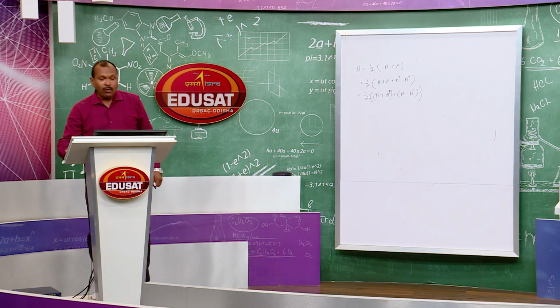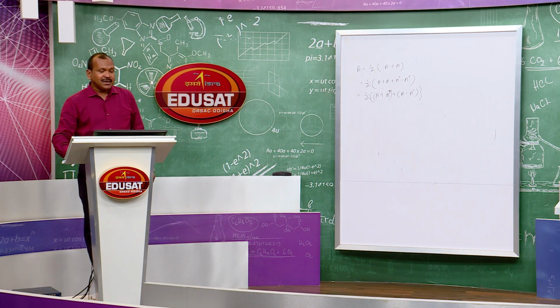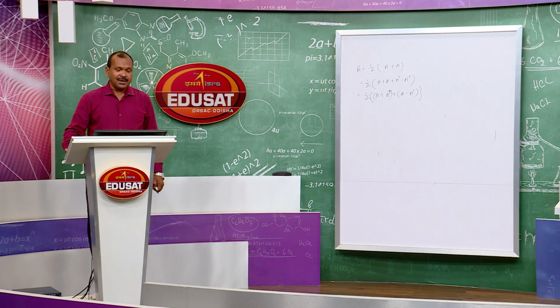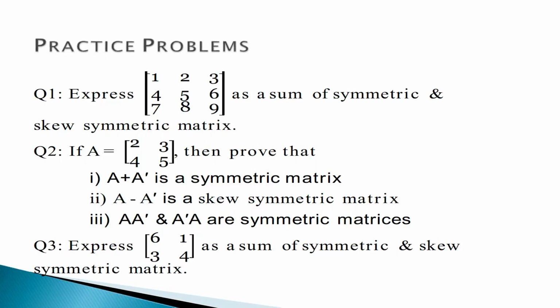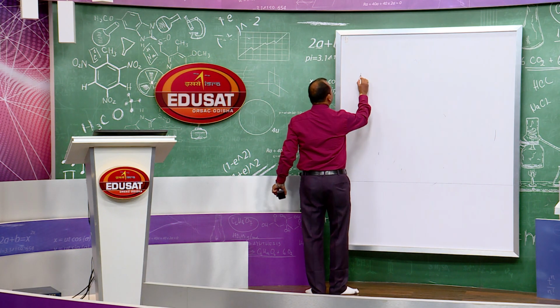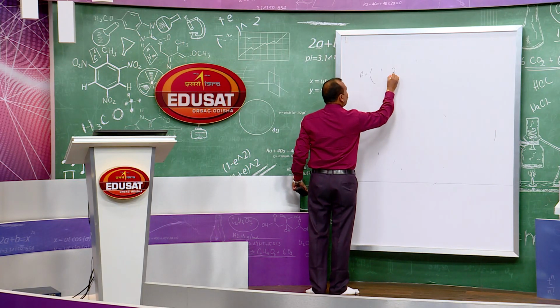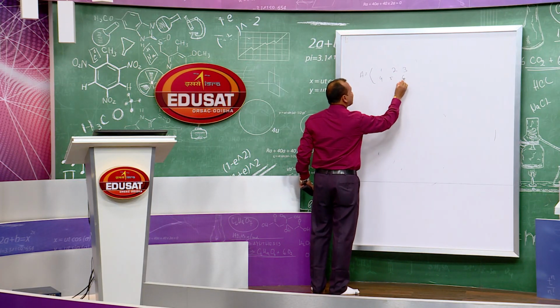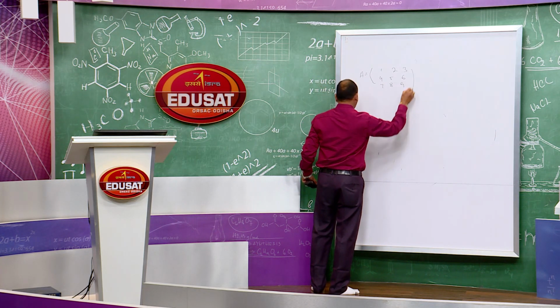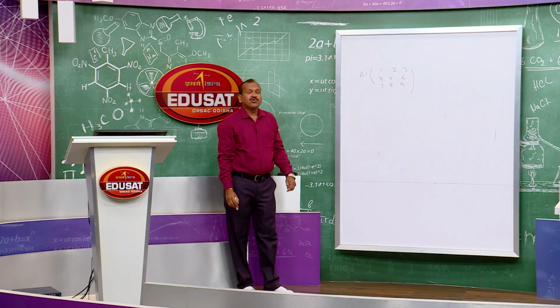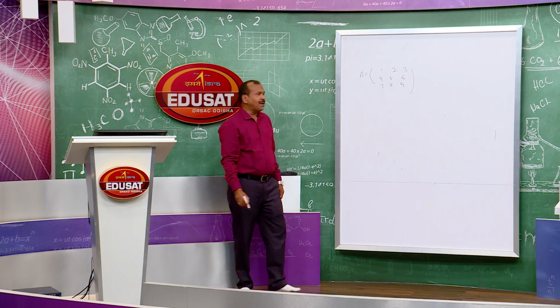Next, some problems are given here regarding symmetric and skew symmetric matrices. Express the matrix 1, 2, 3, 4, 5, 6, 7, 8, 9 as a sum of symmetric and skew symmetric matrix. Now, I work out this problem. A is the matrix 1, 2, 3, 4, 5, 6, 7, 8, 9. We express this matrix as a sum of symmetric and skew symmetric matrix.